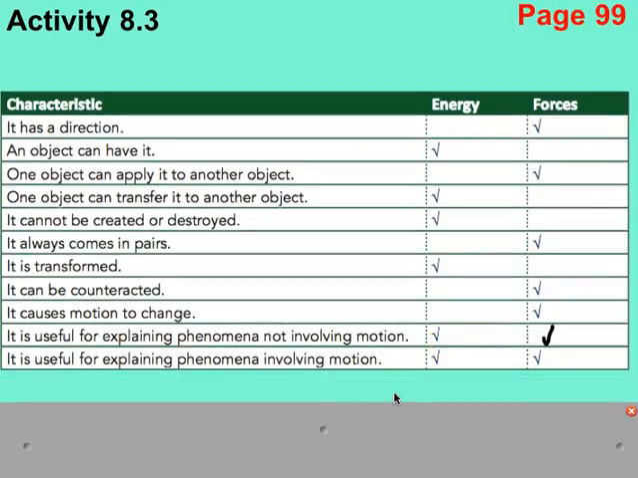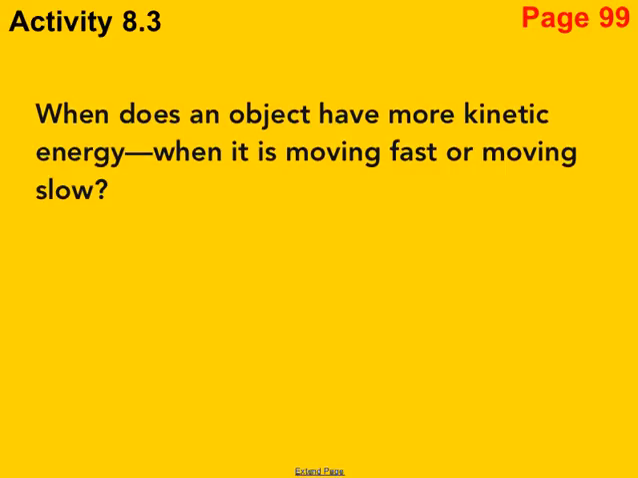So how did you do on this? If you got all these correct, awesome job. If you got a few wrong, it's not too bad. But if you got them all wrong, you might want to review some of these major concepts before our next test. So here's a question for you. When does an object have more kinetic energy? When it's moving fast or it's moving slow? Now you probably answered that, oh, when it's moving fast, of course it's got more KE. And you are absolutely right.